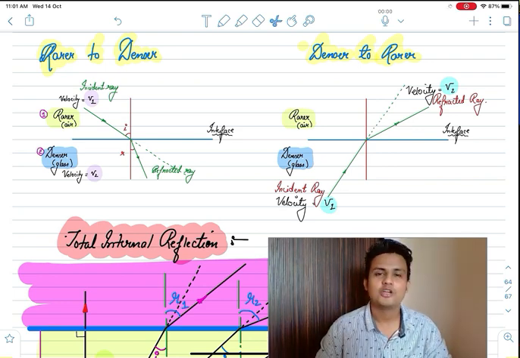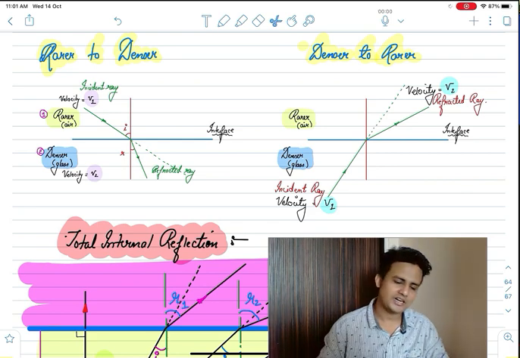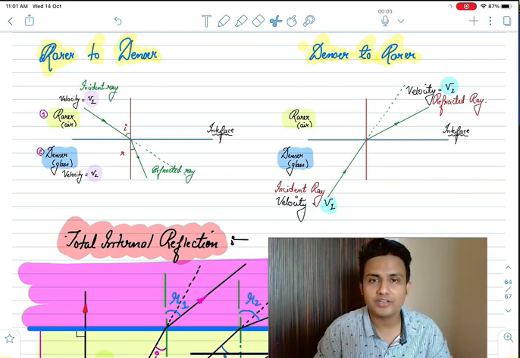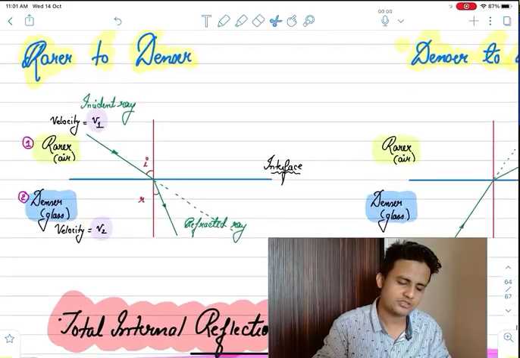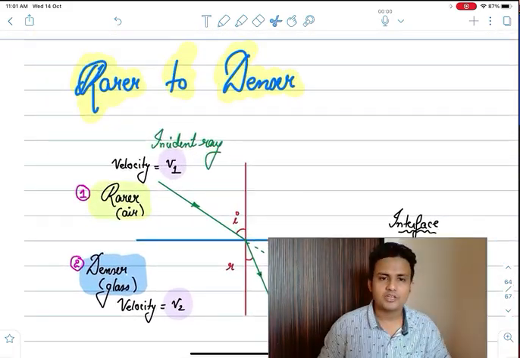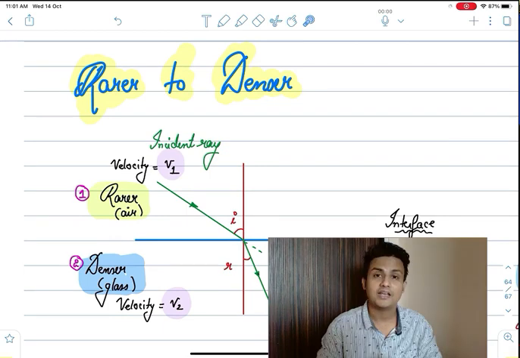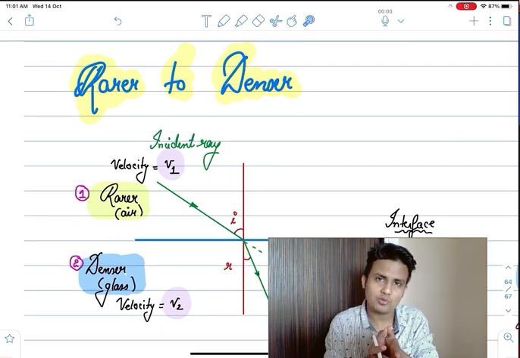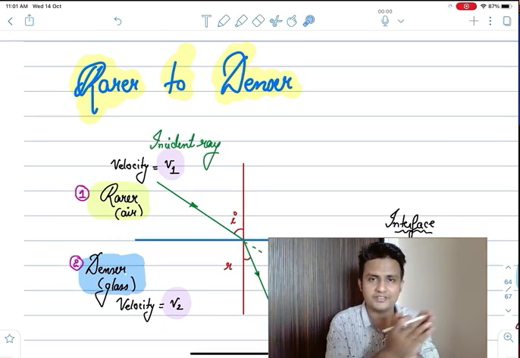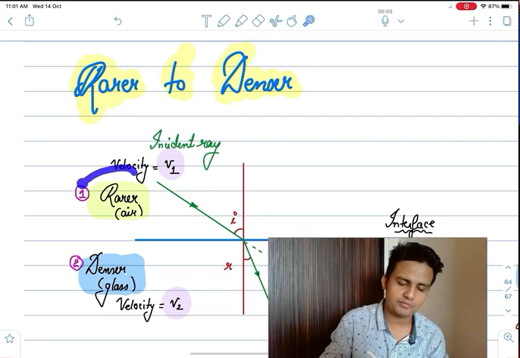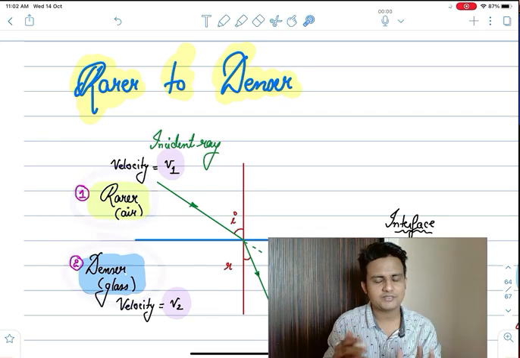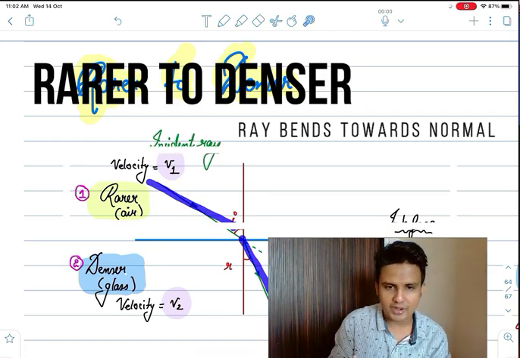To start with, let me begin with a brief introduction of refraction and then we'll move on. So, pay attention. Now let's say you have an interface over here. I'm not going in depth right now into what refraction is because that is already in my refraction playlist. When light travels from a rarer medium to a denser medium, it will always bend towards the normal.